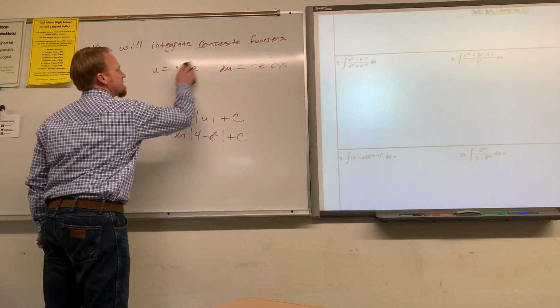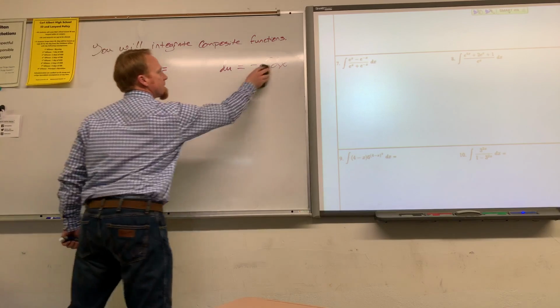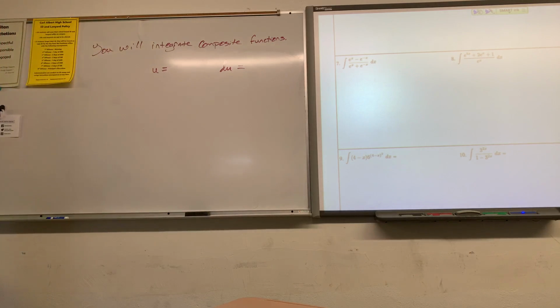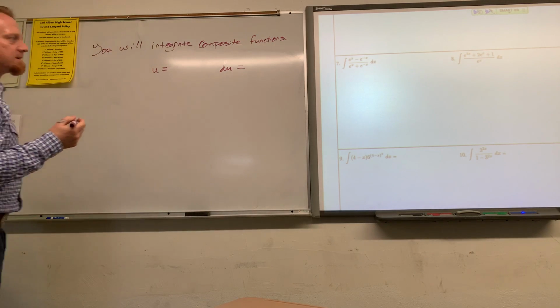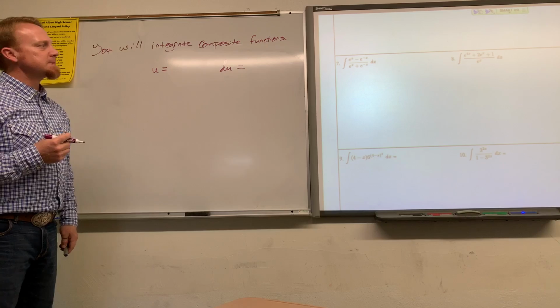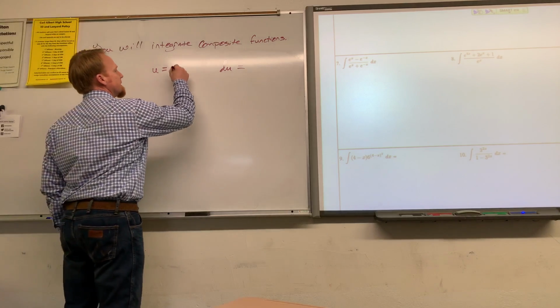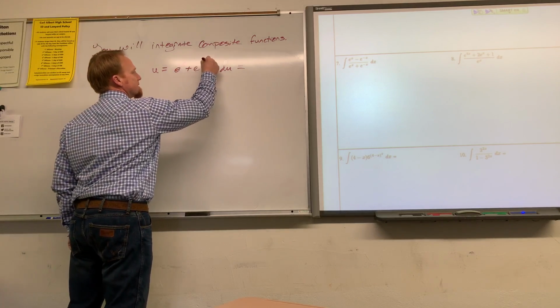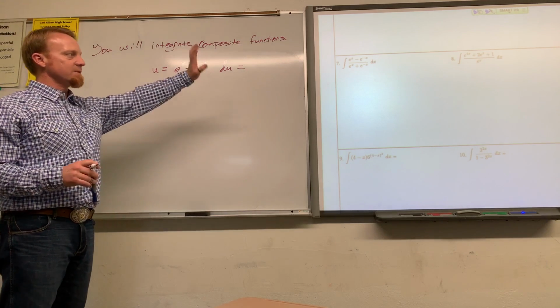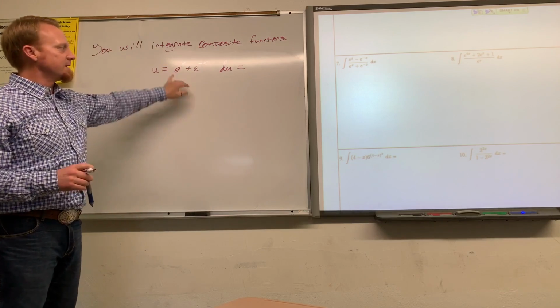All right, Roshan, what's my u on number 7? e to the x plus e to the negative x. And why did you choose that for your u? Because when you have more than one e, it's always the denominator. Very good. Whenever I've got a bunch of e's, my u is always the denominator.